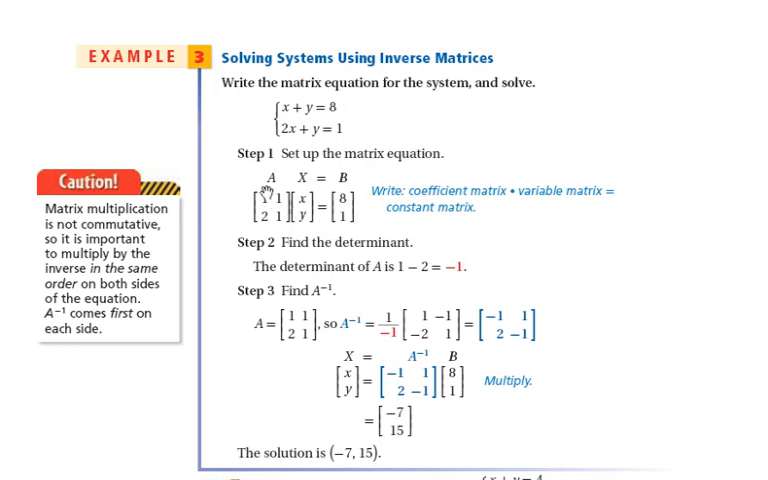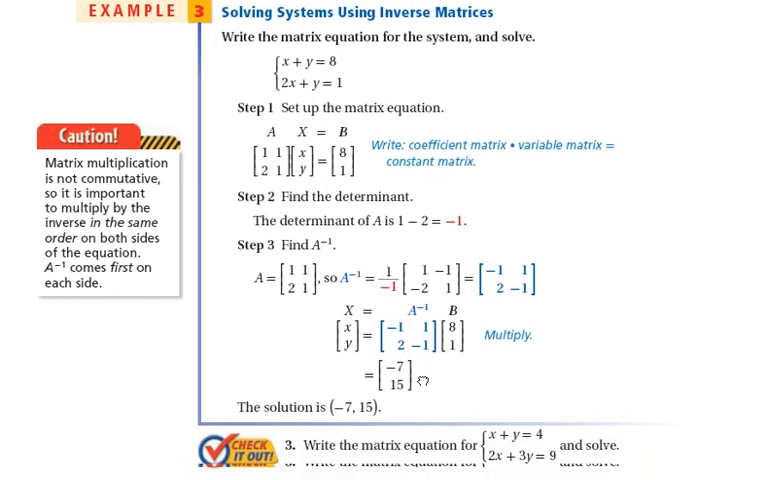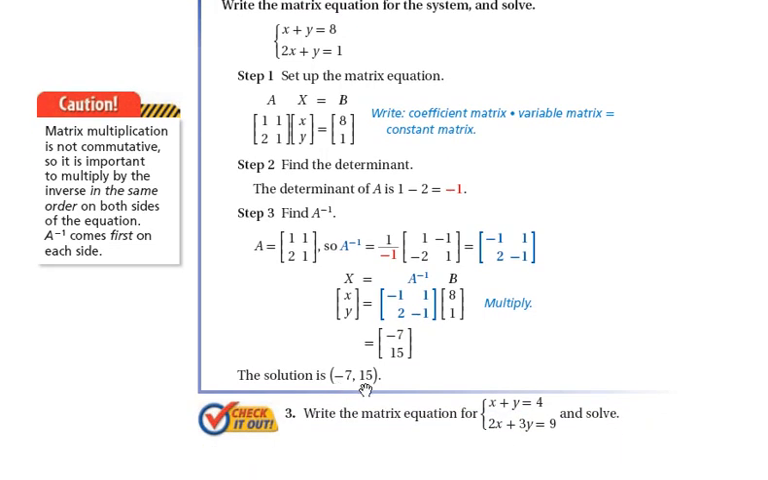The first thing you need to do is find the inverse of matrix A, and that is right here. Once you have that, you're going to multiply it on the left side on each side to get your x and y variables. So x is -7 and y is 15.